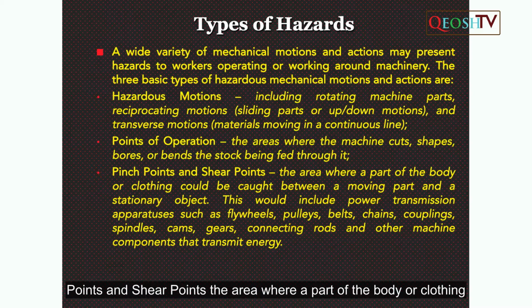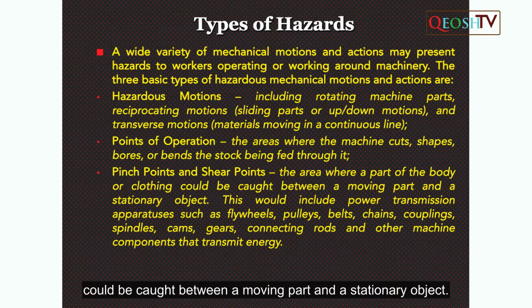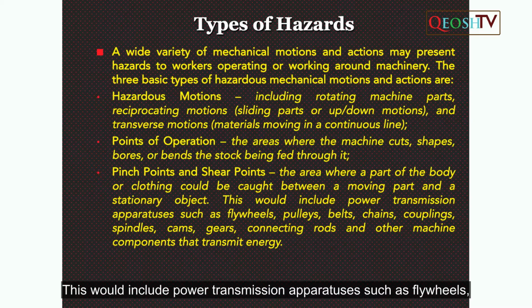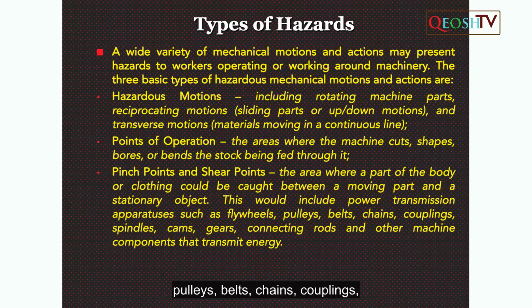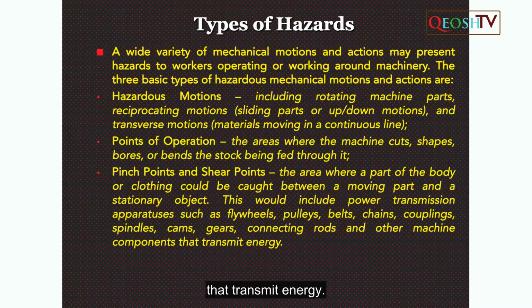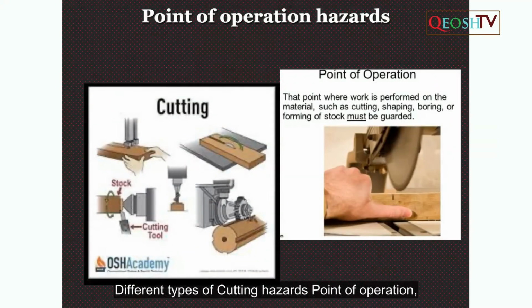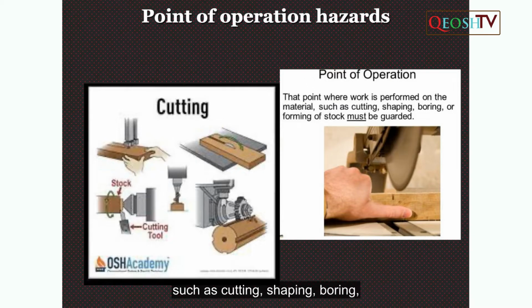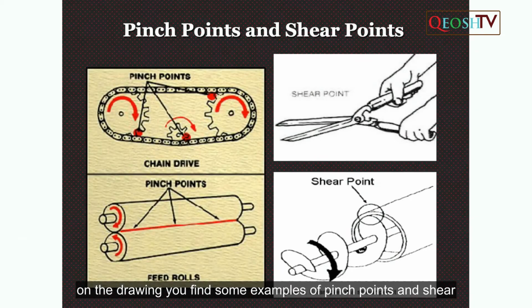Pinch points and shear points: the area where a part of the body or clothing could be caught between a moving part and a stationary object. This would include power transmission apparatuses such as flywheels, pulleys, belts, chains, couplings, spindles, cams, gears, connecting rods, and other machine components that transmit energy. Different types of cutting hazards. Point of operation, where the work is performed on the material, such as cutting, shaping, boring, or forming of stock, must be guarded. On the drawing you find some examples of pinch points and shear points.